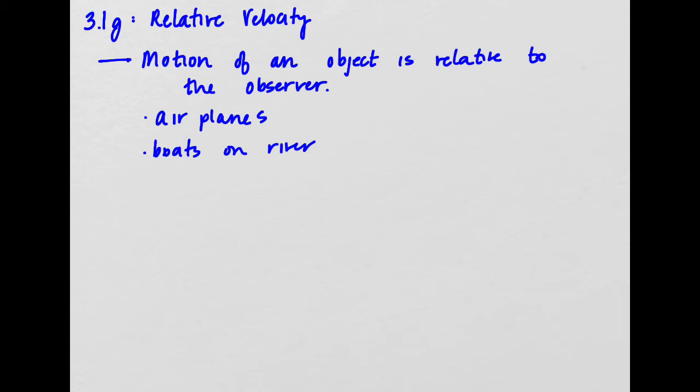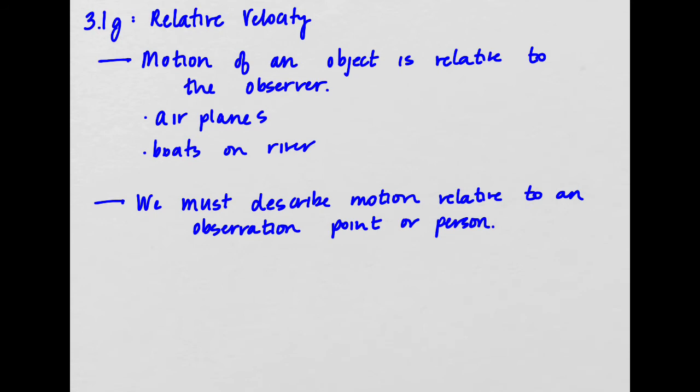If the boat is going with the current, it's going to be going faster than the speedometer on the boat says, right? If it's going against the current, it might look like it's going slower. If it's going with a cross current, it will look different that way too. So we have to describe motion relative to an observation point or person. So let's look at these examples. We're going to look first at airplane examples.